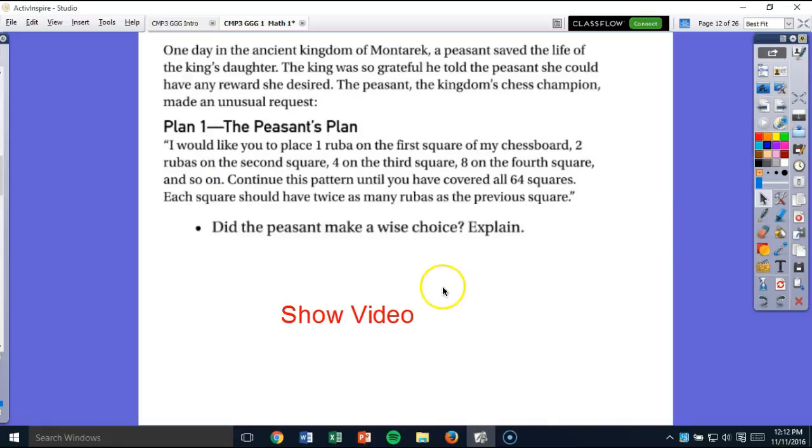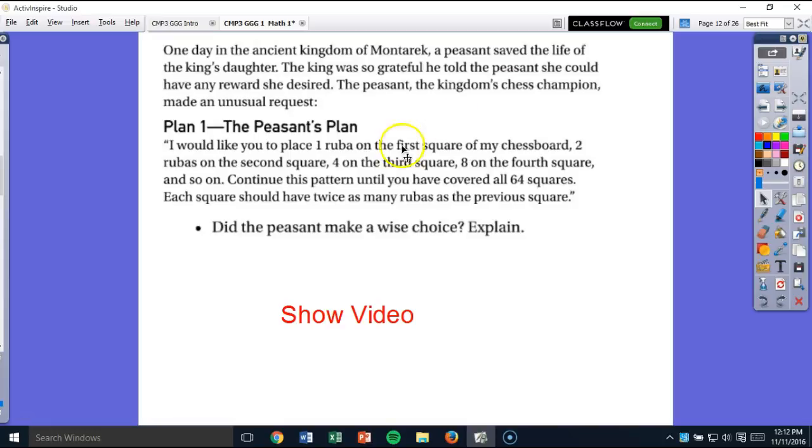So, one day in the ancient kingdom of Monterrey, a peasant saved the life of the king's daughter. The king was so grateful, he told the peasant she could have any reward that she desired. The peasant, the kingdom's chess champion, made an unusual request. So here we are, plan 1, the peasant's plan. This is on page 10 of your textbook.